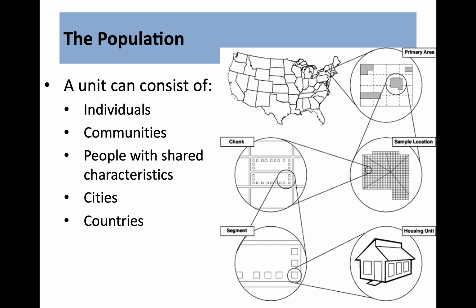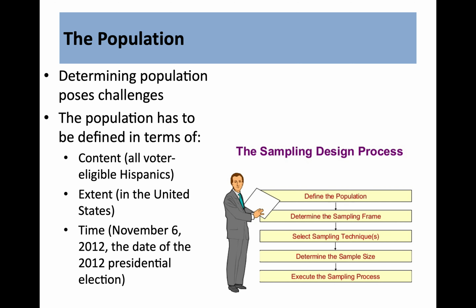A unit can consist of individuals, communities, people with shared characteristics, cities or counties. Determining your population poses challenges. The population has to be defined in terms of content, all voter eligible Hispanics, extent, in the United States, and time, November 6, 2012, the date of the 2012 presidential election, which was won by Barack Obama over Mitt Romney.